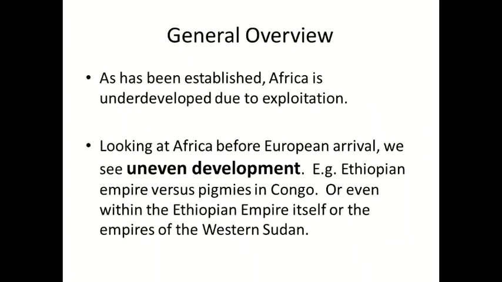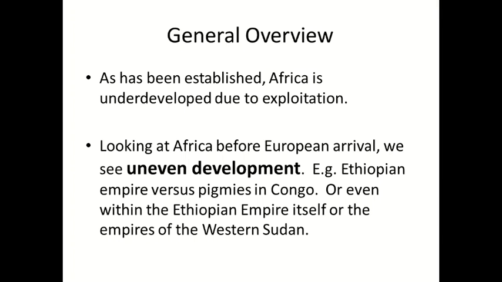In chapter 1, we established that Africa is underdeveloped due to exploitation. Basically, Africa was developed, and in its relation with the European imperialists, it was overexploited, and that is the condition. It's not even a condition of underdevelopment, but rather of overexploitation, which explains the current status of underdevelopment that we see in Africa.